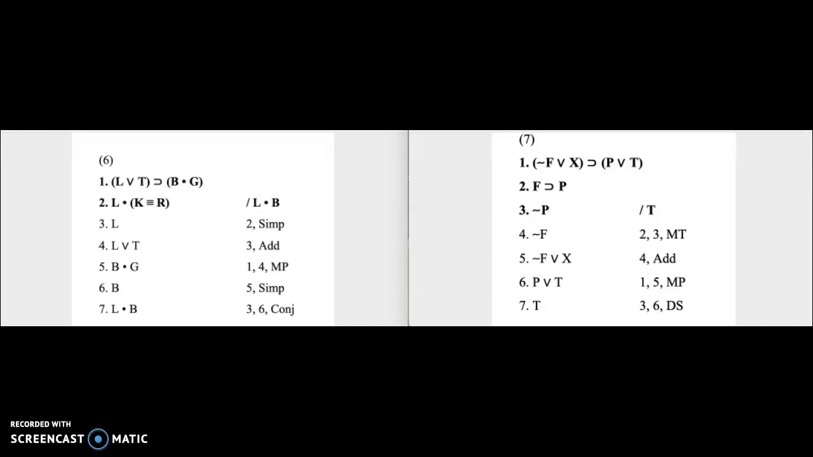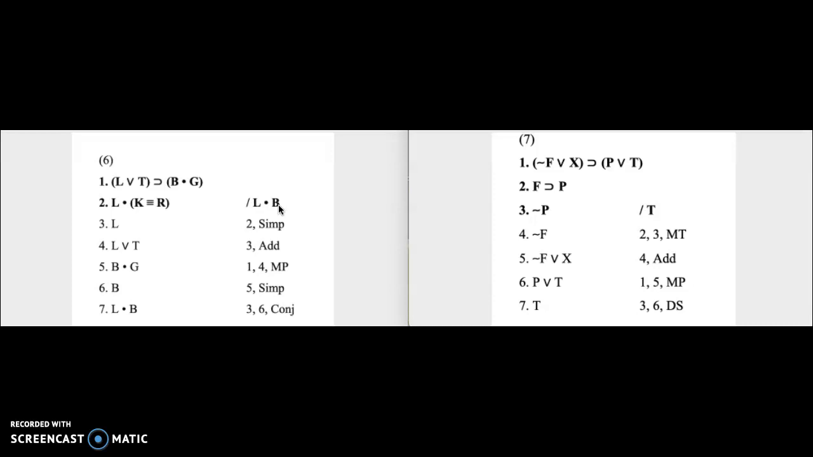Okay, so you'd asked about 6 and 7, so I have them worked out here, and I'll just talk you through the process and some little hints that I can give you. So with number 6, we always want to go to the conclusion first and foremost, and we notice the conclusion is a dot, which means that if we get L on a line by itself and we get B on a line by itself, we can conjunct them together, and then we have our answer.